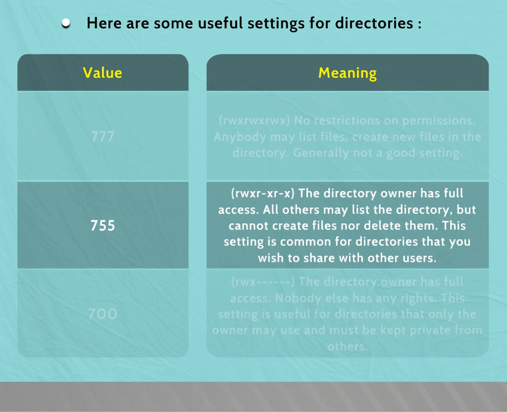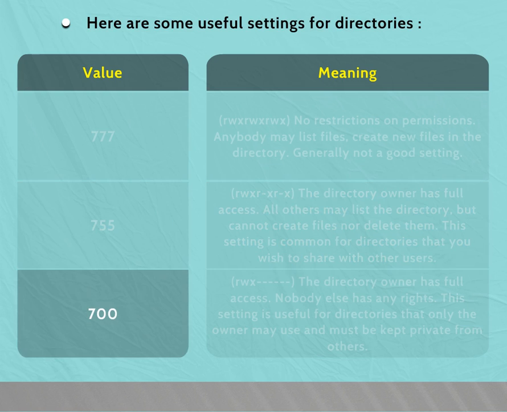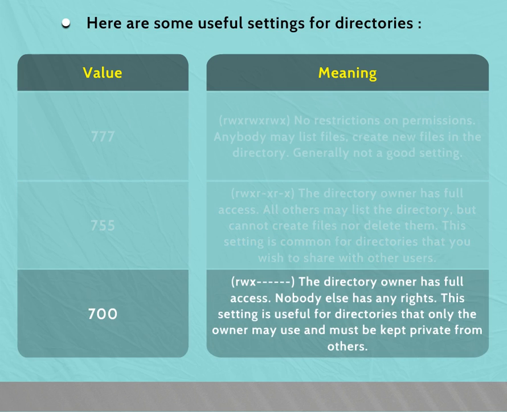755, that is RWX, R-X, R-X. The directory owner has full access. All others may list the directory, but cannot create files nor delete them. This setting is common for directories that you wish to share with other users. 700, that is RWX. The directory owner has full access. Nobody else has any rights. This setting is useful for directories that only the owner may use and must be kept private from others.